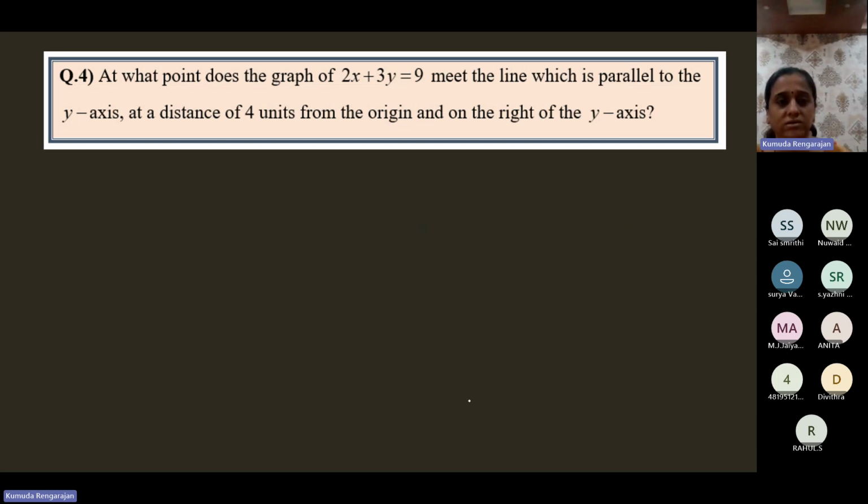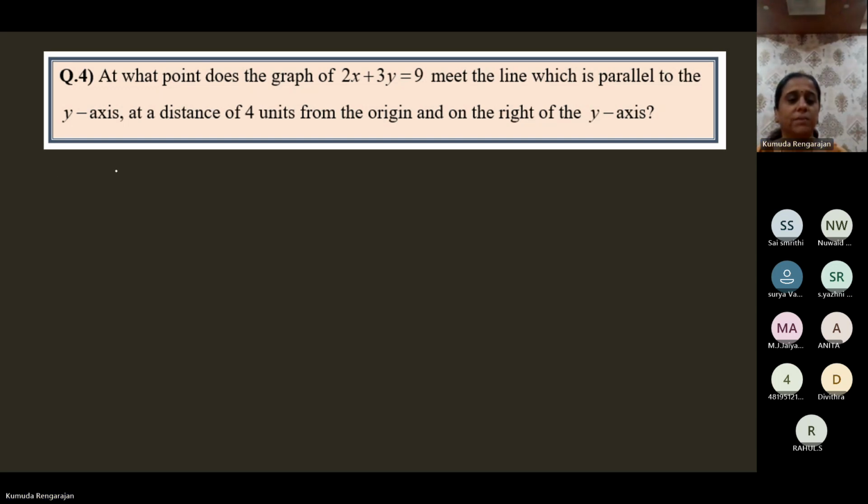At what point does the graph of 2x plus 3y is equal to 9 meet the line which is parallel to the y-axis at a distance of 4 units from the origin and on the right of the y-axis? So what's the equation of that line? It's parallel to the y-axis, so its equation will be x is equal to 4.